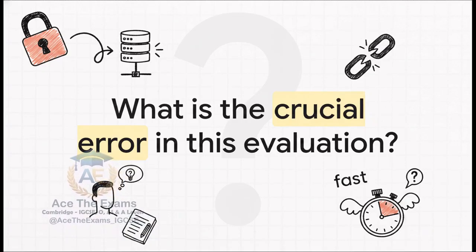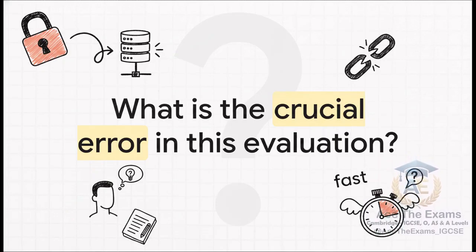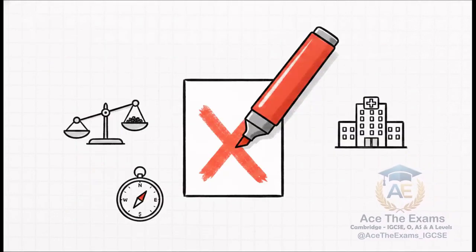The student wrote, "It is highly effective because symmetric encryption is fast and keeps patient records safe from hackers." I want you to mentally pause for a second. Think about our framework: the method marks, the specific context, the evaluative judgment. Predict exactly where this student just dropped their marks. All right, let's see how you did.